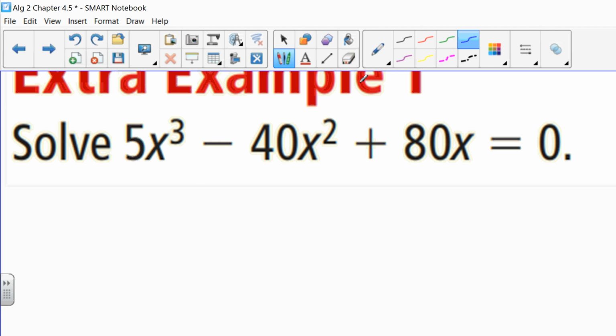But what do we know one of the values of x is going to be? 0. It is. It's right there next to the first one.